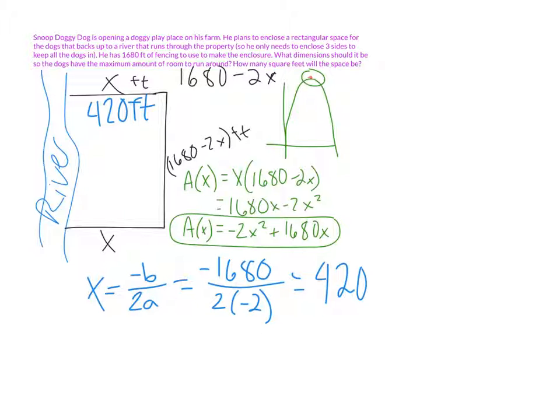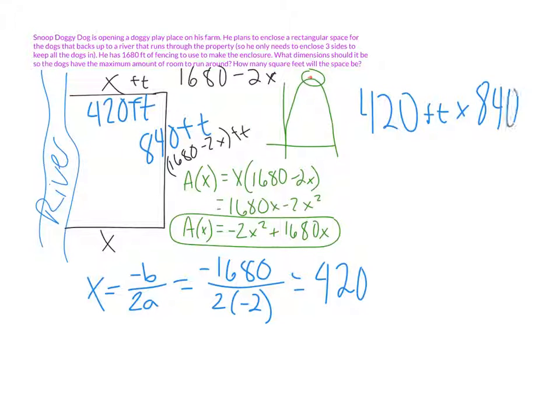Well, how do I find out my other dimension? I can just plug 420 into it, so 1680 minus 2 times 420, that gives me 840 feet. Awesome. So there's my other dimension. So my dimensions would be 420 feet by 840 feet. Cool. All right, so I've answered the dimensions that it should be.